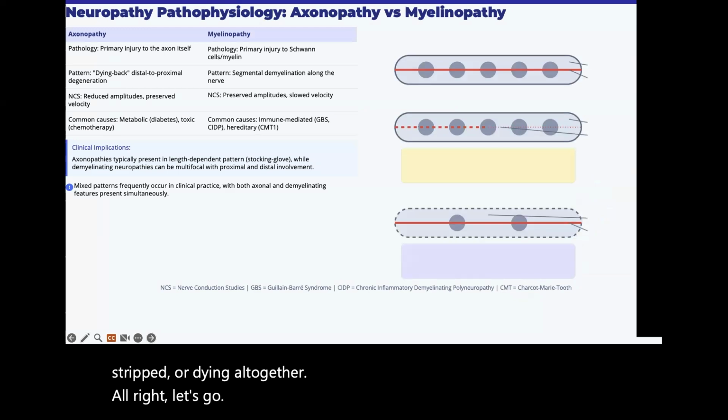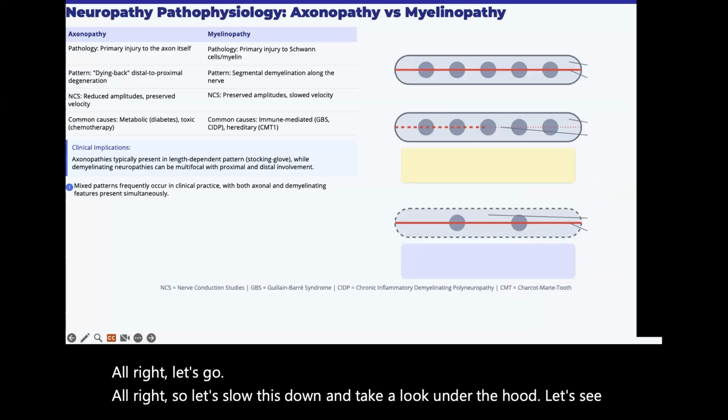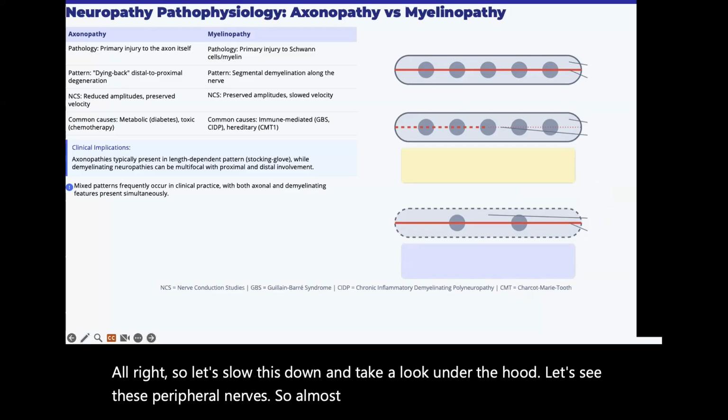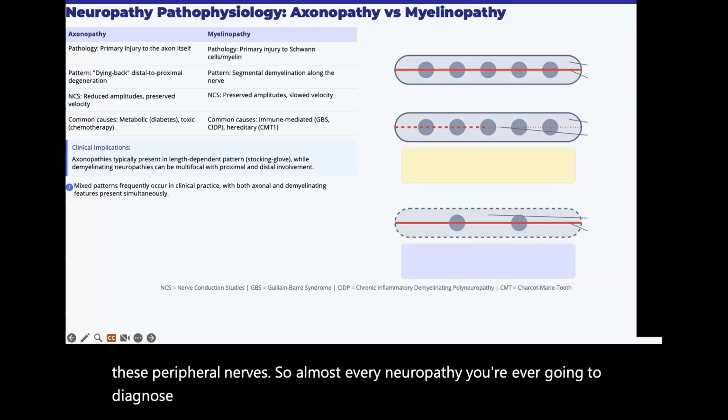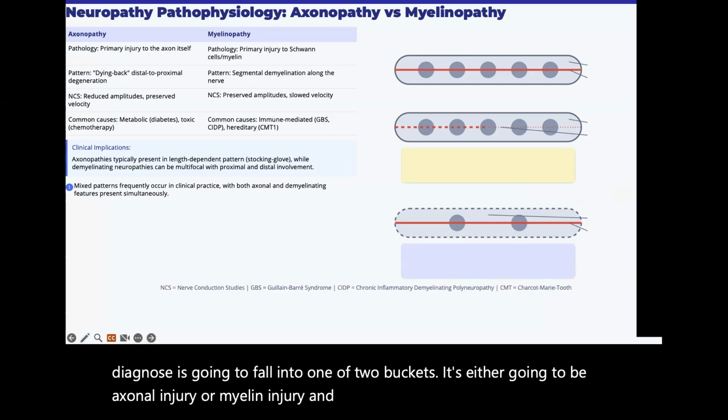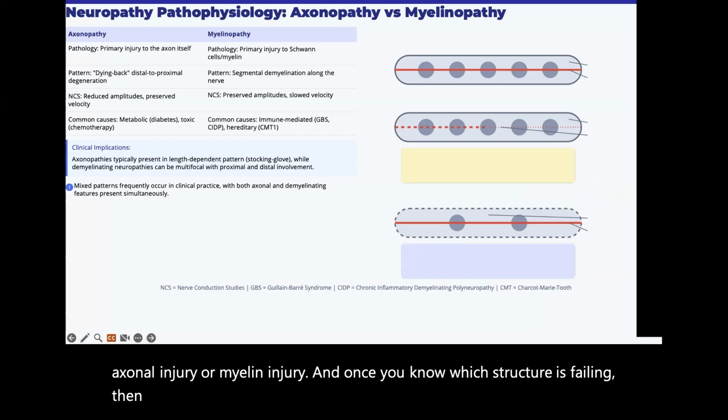All right, so let's slow this down and take a look under the hood. Let's see these peripheral nerves. So almost every neuropathy you're ever going to diagnose is going to fall into one of two buckets. It's either going to be axonal injury or myelin injury. And once you know which structure is failing, then the entire picture comes into focus.